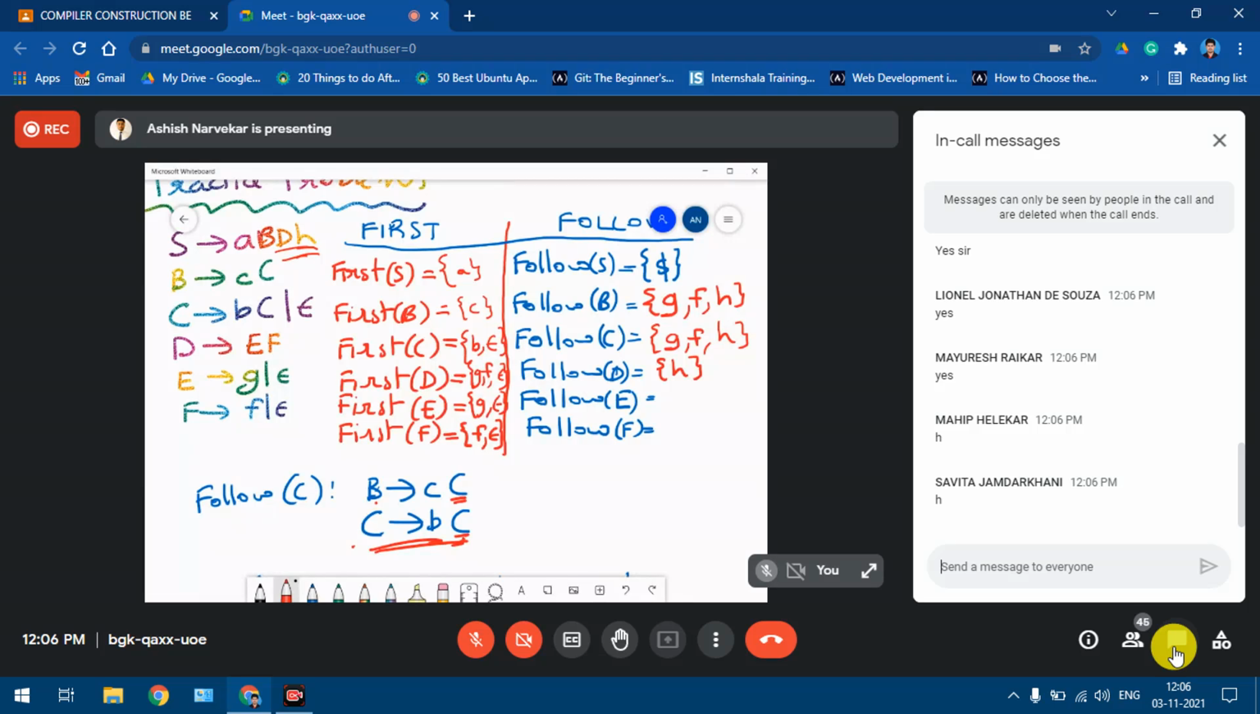Follow of E. E appears just once, so follow of E will be equal to first of F. First of F is F and epsilon. What is the follow of E?